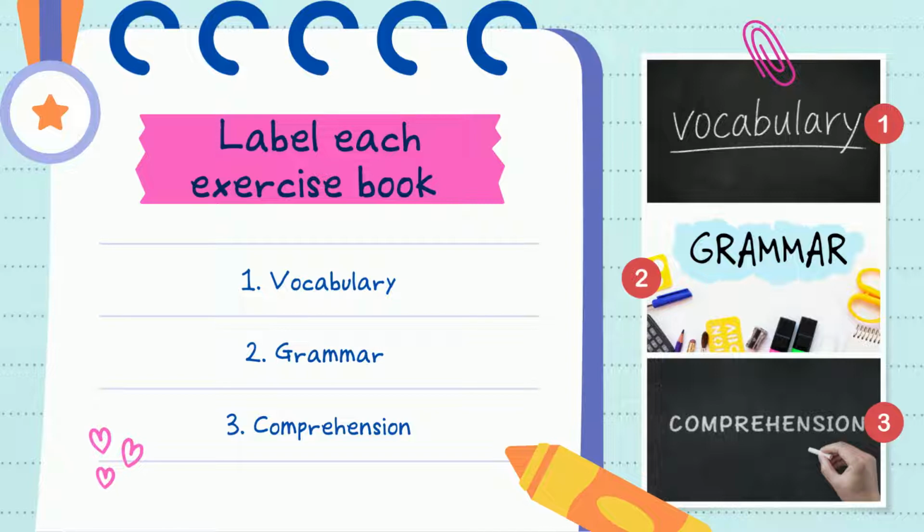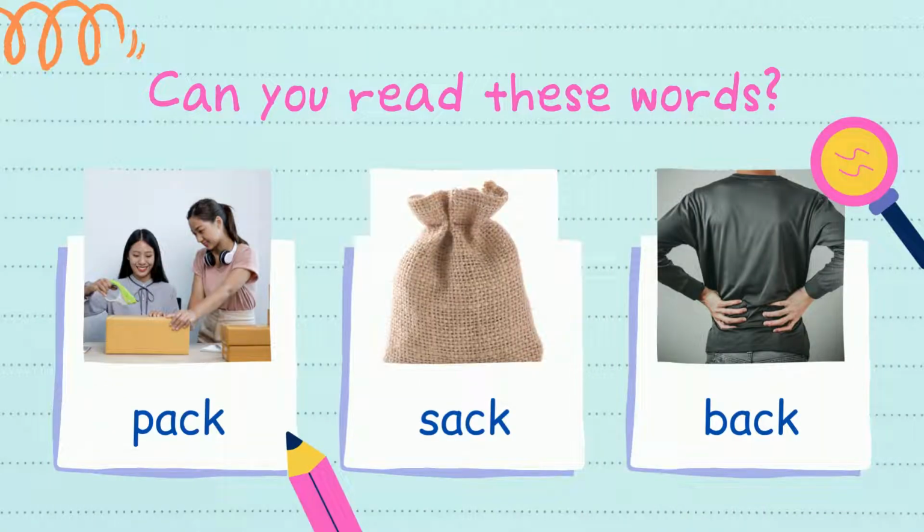Okay, before we begin, you were asked to buy 3 exercise books for the year 2022. I want you to label each exercise book with the word vocabulary for the first book, grammar for the second book, and comprehension for the third book. Okay, now moving on, I want you to be using your vocabulary book today with these words written in the book later. We'll start with the word pack, which is p-a-k, pack.